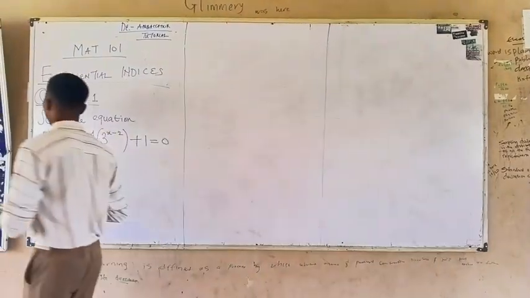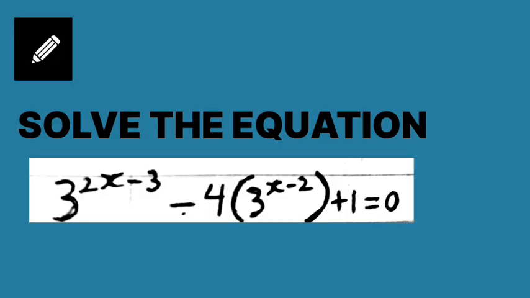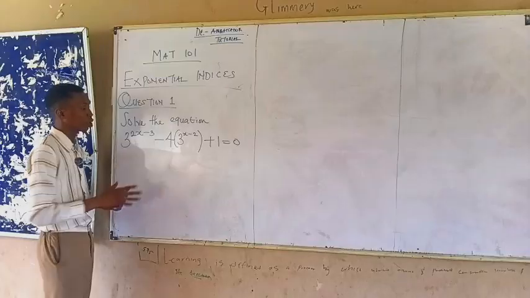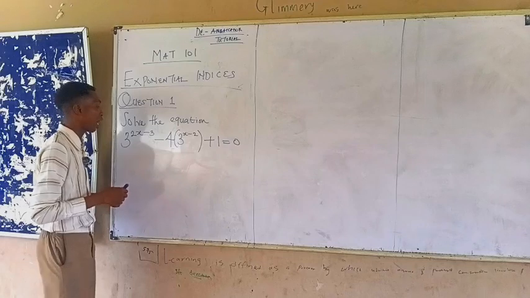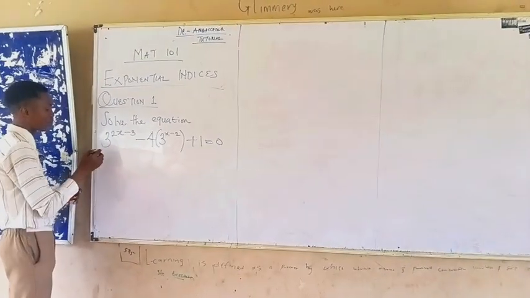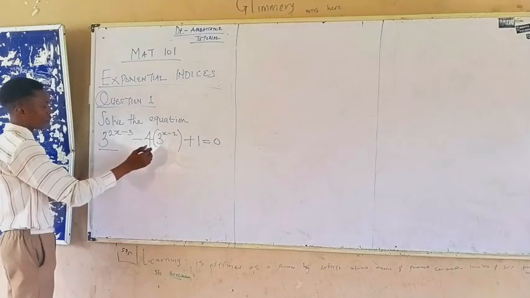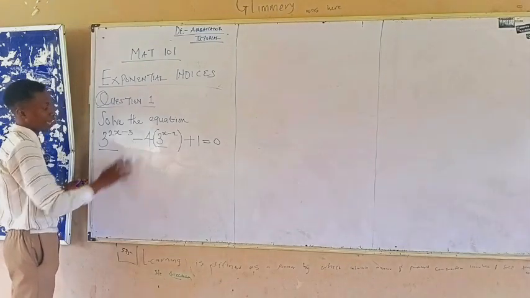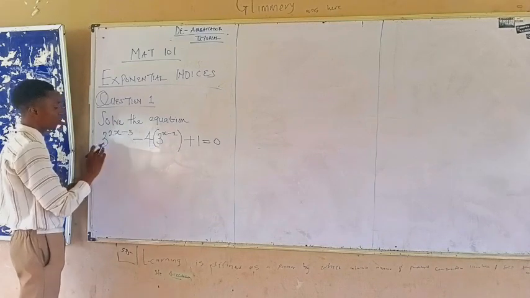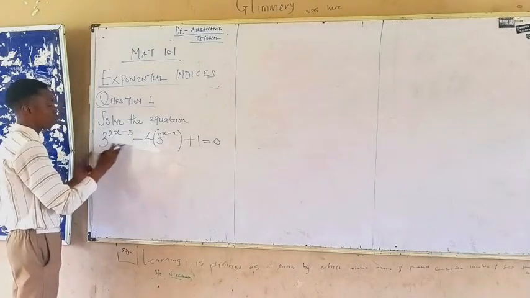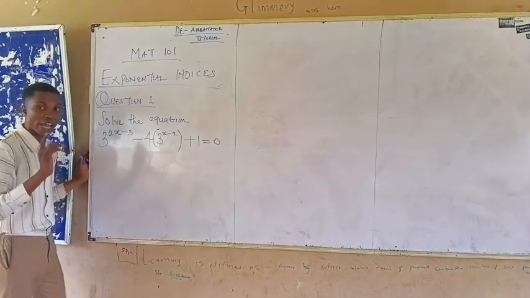Coming down to the board, we are given: solve the equation 3 to the power of 2x minus 3, minus 4 in bracket 3 to the power of x minus 2 closing the bracket, plus 1 equals 0. Now, how would you know this is an exponential indices question? There's something common about them. I have 3 to the power of 2x and also 3 to the power of x minus 2. That means there is something related between these, so anytime you see something like this, you can write it in the form of an exponential.